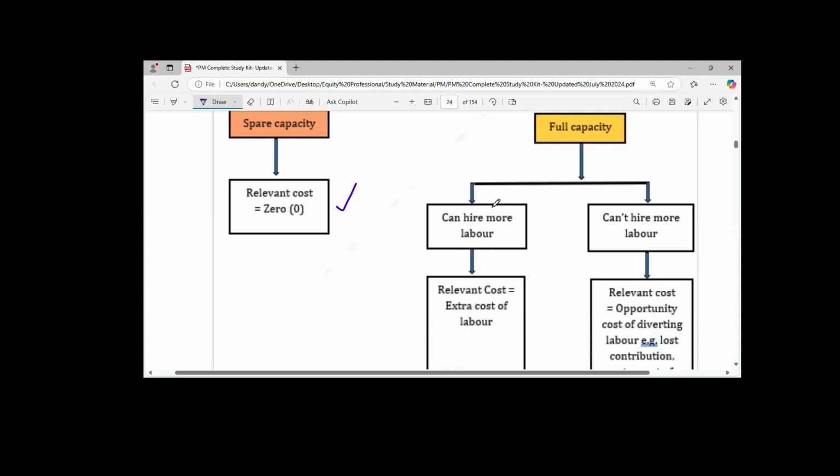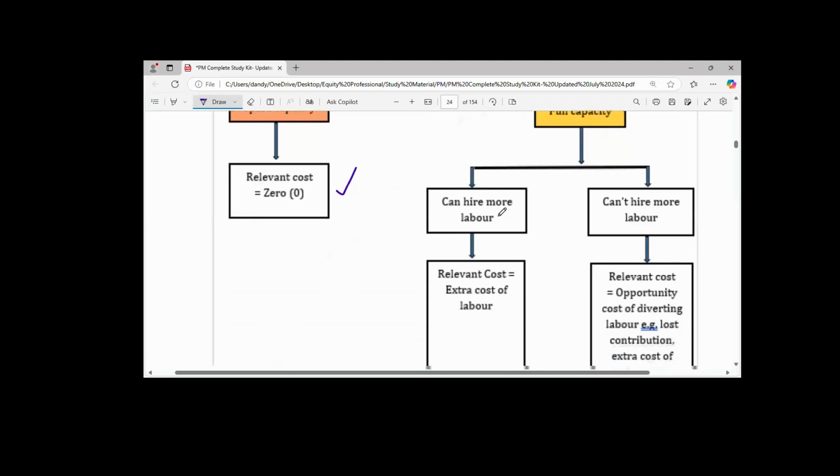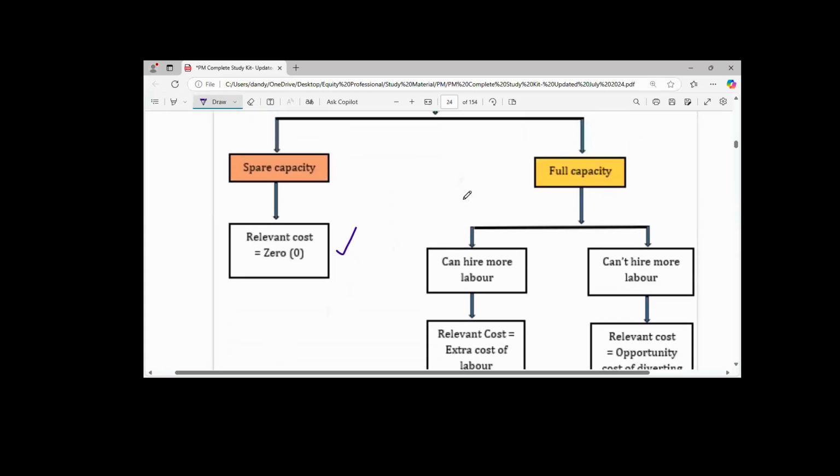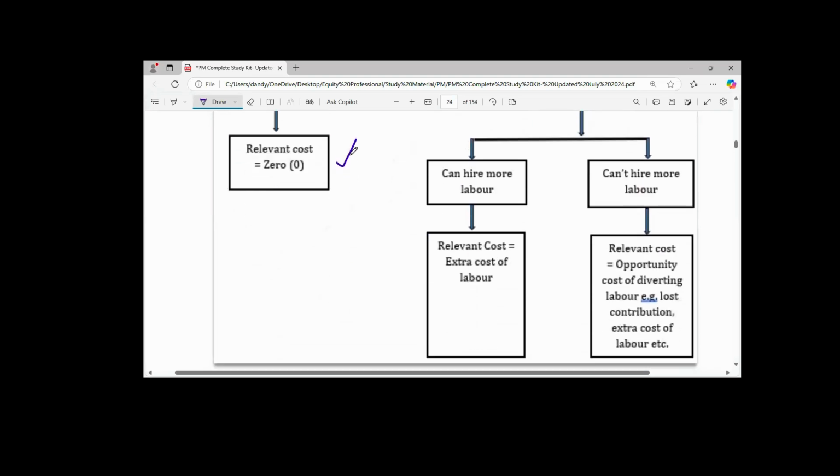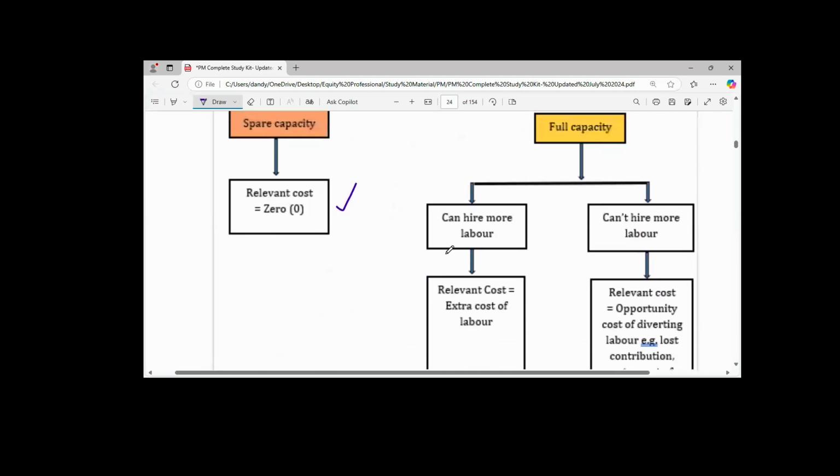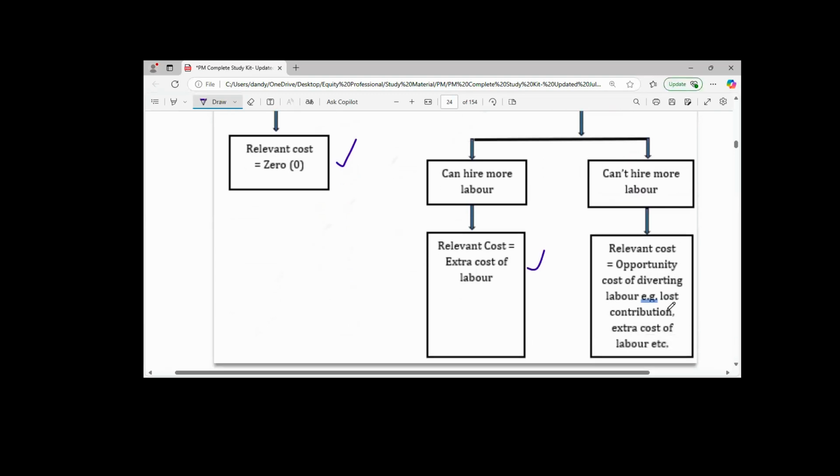Again, I also demonstrated the diagram for you, what you need to do under each of them, where you have idle capacity, then full capacity. Under full capacity, the company can hire more labor. If the company can hire more labor, the relevant cost then represents the extra labor cost the company will incur. If the company cannot hire more labor, then the opportunity cost arising from the diversion of resources, that may result in loss of contribution, or that may involve that the company will incur extra labor costs.